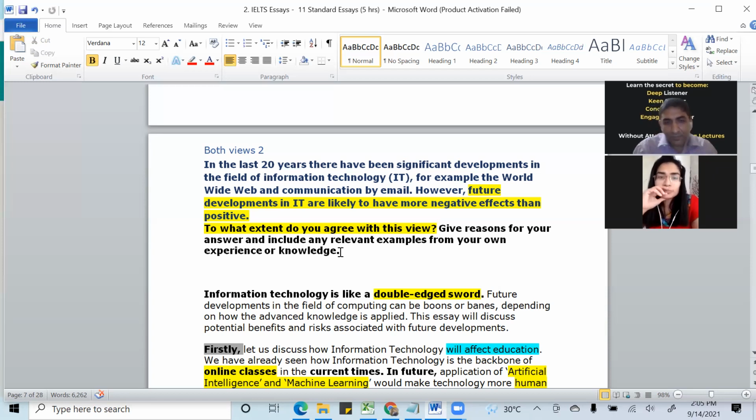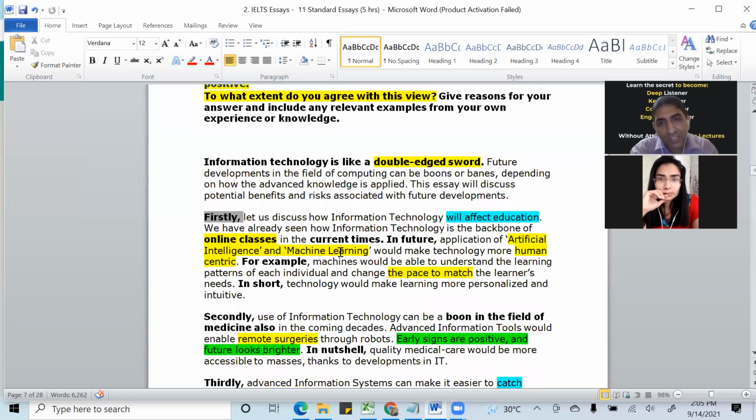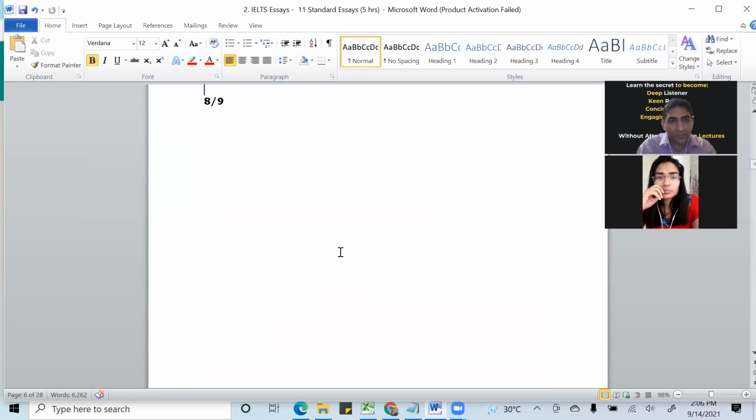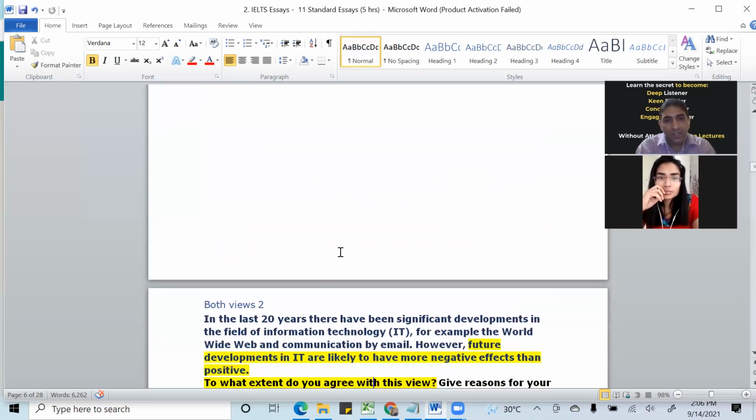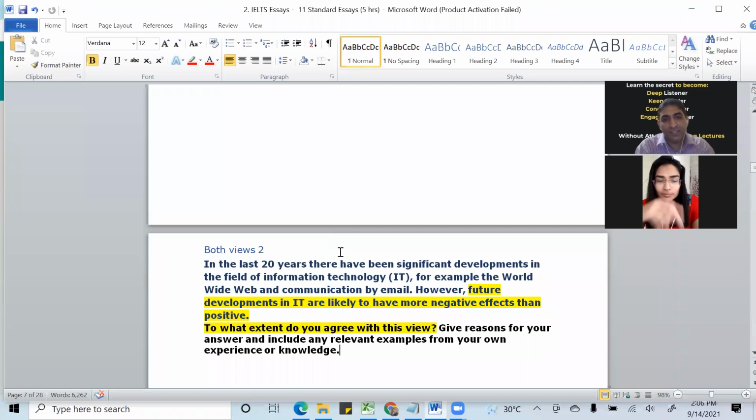Yeah. Okay. So firstly, let us discuss how information technology will affect... So let's look at this topic. और इसको हम पहले समझते हैं. And I'll also tell you how to think about an essay, how to write it with the help of certain structures. अब देखो, whenever you read an essay, try to divide your essay into two parts. The first part is background information, and the second part is the question. So if you look at this essay, this is the background information.